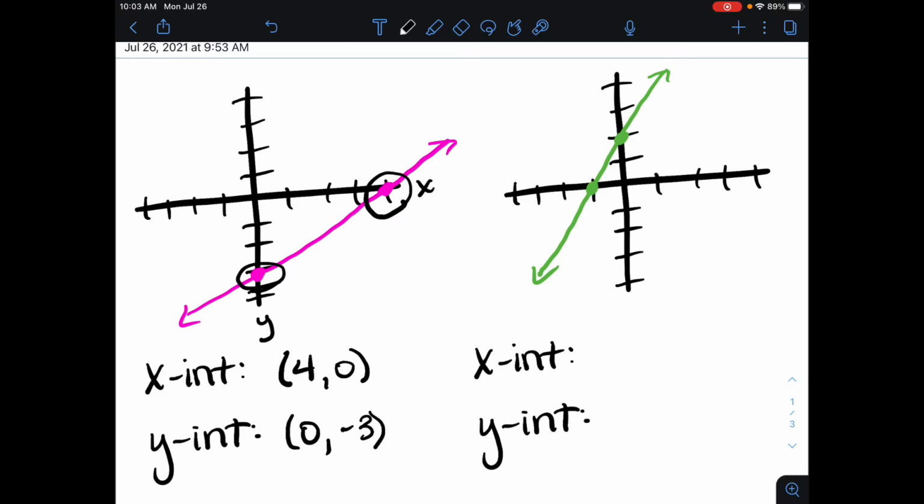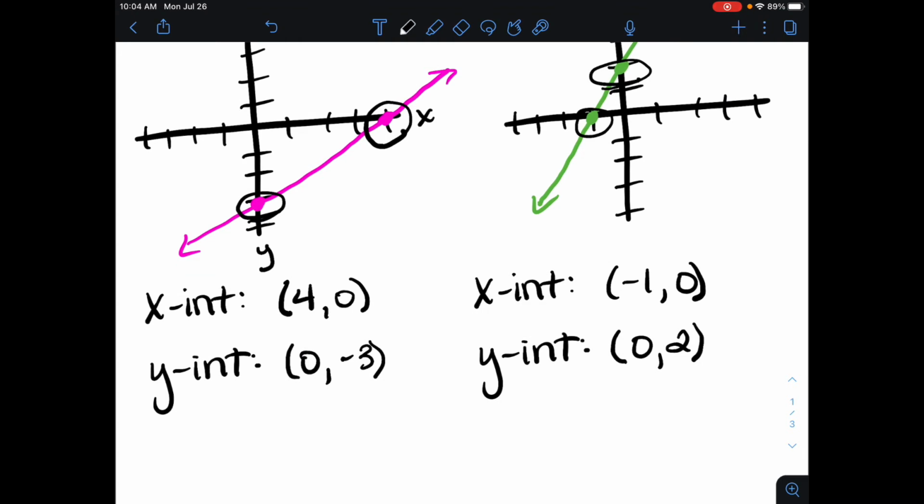Same thing, look at this on the second graph here. This point is 1 to the left of the origin, so it is -1 for the x. It is on the x-axis, so the y value is 0. Then for the y-intercept, we're looking for where it's crossing there. It's up 2 from where we started, so there's been no horizontal change, so 0 is the x value. And then the y value is 2.